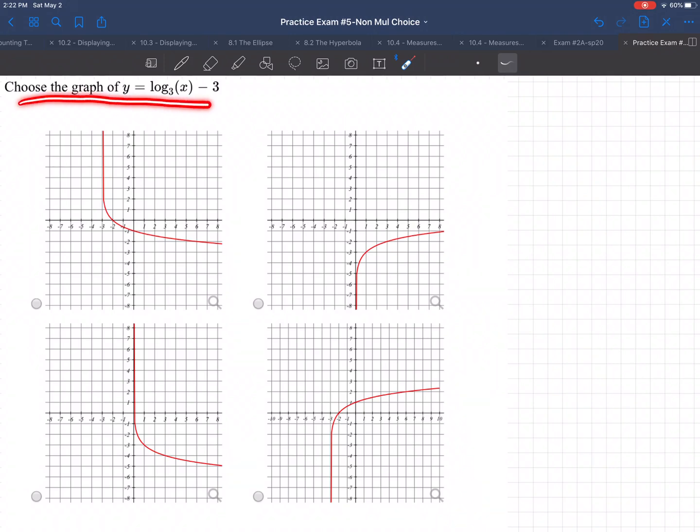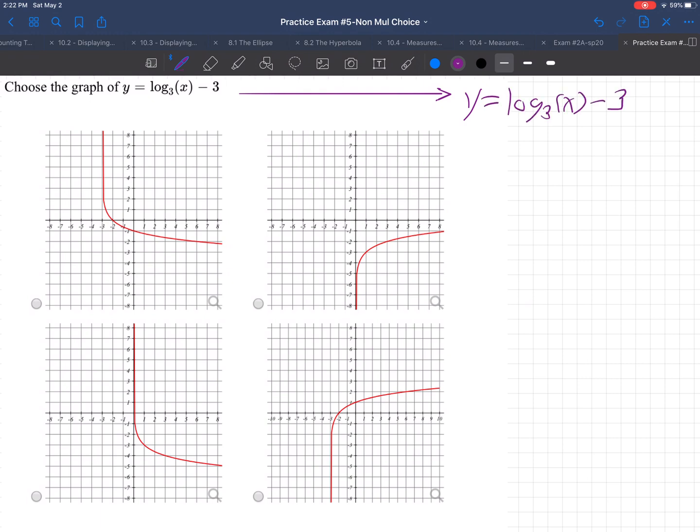Choose the correct graph of y equals log base 3 of x minus 3. Okay, so let's do it. Let's bring it over here and see what we can do. So y equals log base 3 of x minus 3.